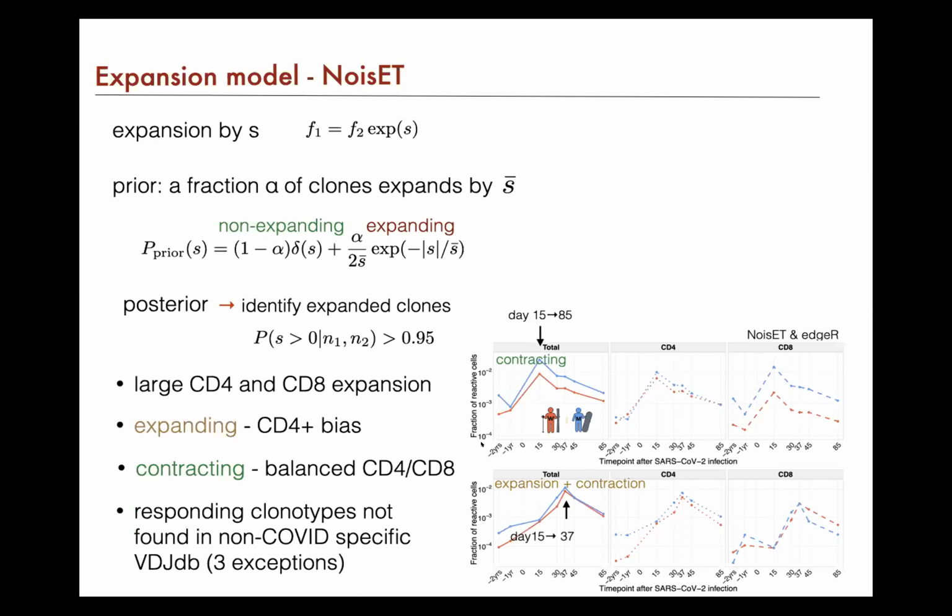So we also wondered what these clonotypes actually are. So we asked whether any of the responding clonotypes are found in VDJ-DB, the database that maps TCRs to known epitopes. And except for 3 minor exceptions, these responding clonotypes, so both contracting and expanding, do not map to any non-COVID specific VDJ-DB data. So they seem to be specific.